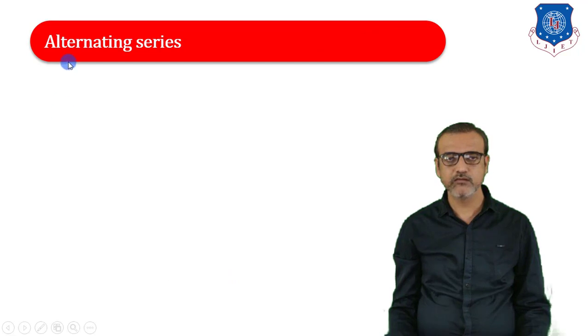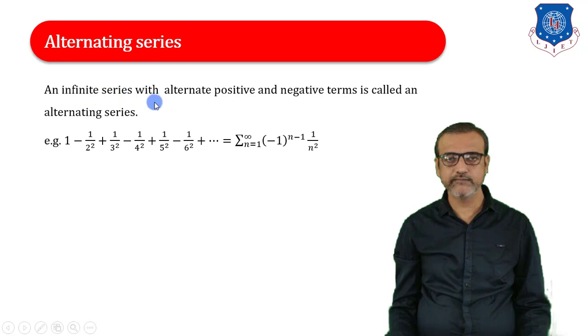Now we will see what an alternating series is. An infinite series with alternate positive and negative terms is called an alternating series. So this is the example: 1 minus 1 upon 2 square plus 1 upon 3 square minus 1 upon 4 square plus 1 upon 5 square minus 1 upon 6 square plus and so on, and this is equal to sigma n from 1 to infinite, minus 1 raised to n minus 1 into 1 upon n square.